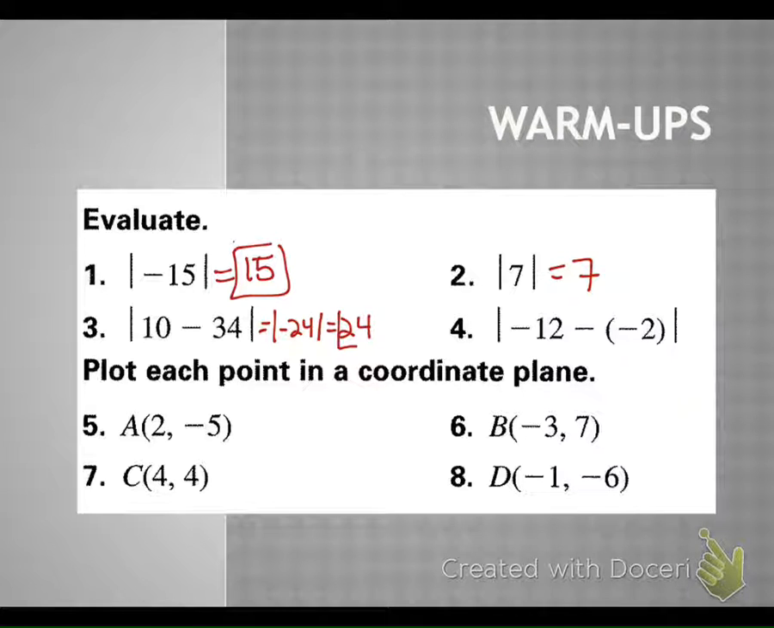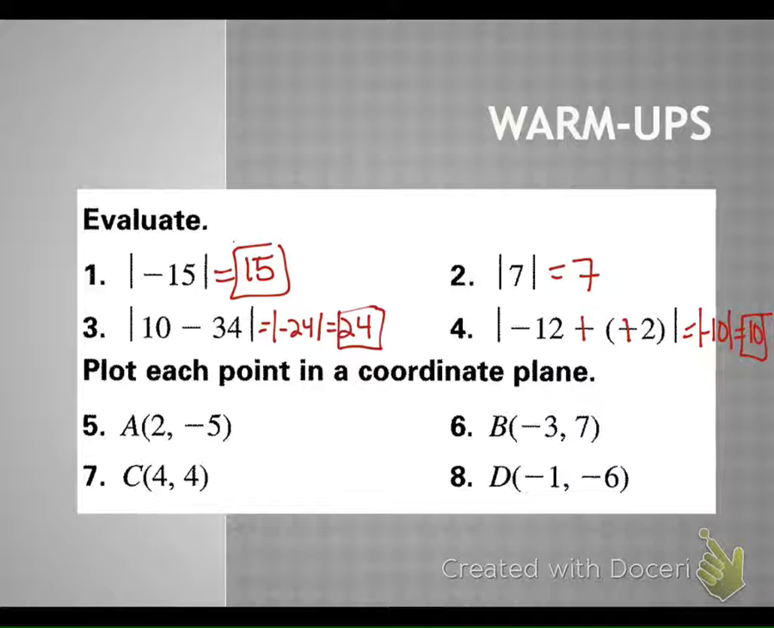And then after that, we have one more that has an operation happening in it. Negative 12 minus negative 2. What happens when you subtract a negative? Yep, it's the same thing as adding a positive, so I'm going to switch these signs. Negative 12 plus 2. Yep, negative 10. The absolute value turns it into a 2. Yep, nice job.